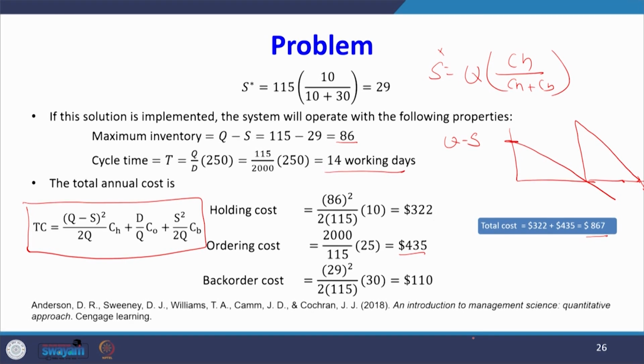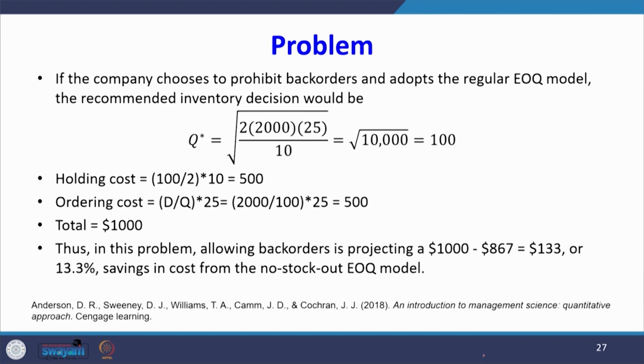Instead of solving the same problem, consider the case without shortages. If the company chooses to prohibit back orders, not allowing shortages, and adopts the regular EOQ model, the recommended inventory decision comes from the formula Q star equals the square root of 2 D C naught divided by C H. Demand is 2000, order cost is $25, holding cost is $10. So, we got Q star is 100 units.